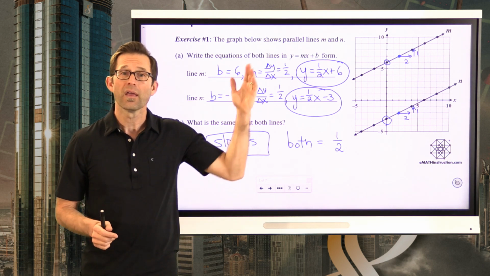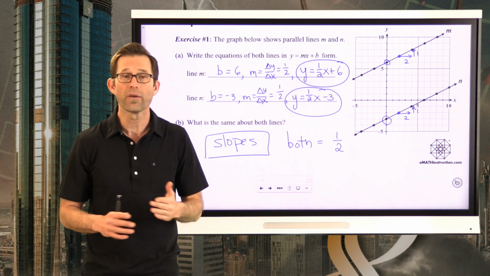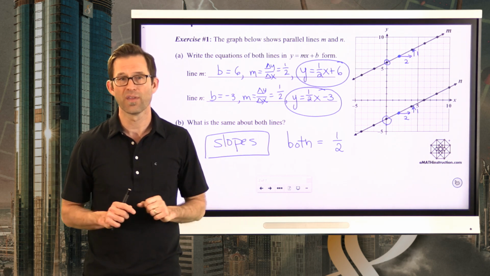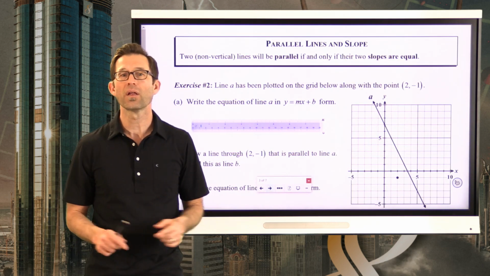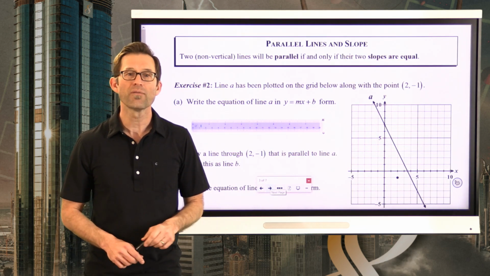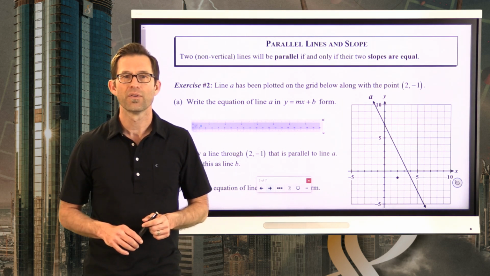On the other hand, if they had different slopes, then eventually they would hit each other. One of them would catch up to the other one. So let's formalize that. Here it is, parallel lines and slope. Two non-vertical lines will be parallel if and only if their slopes are equal.